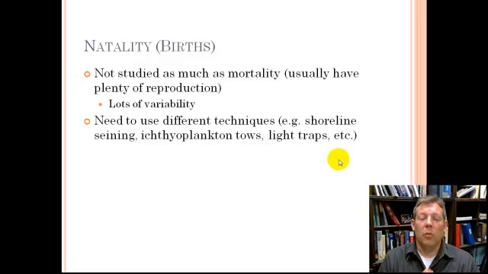Okay, so that has been a lot about mortality and age structure and things like that. This concludes our discussion about fish populations. A lot of important information here.